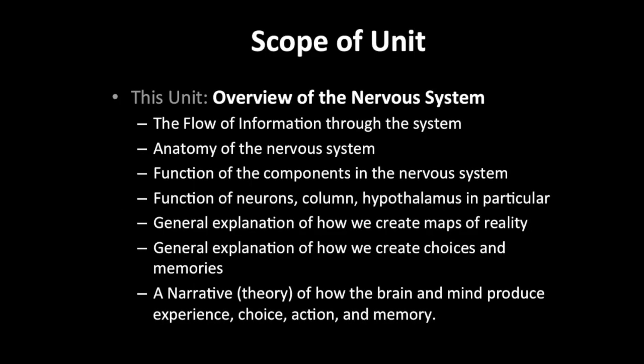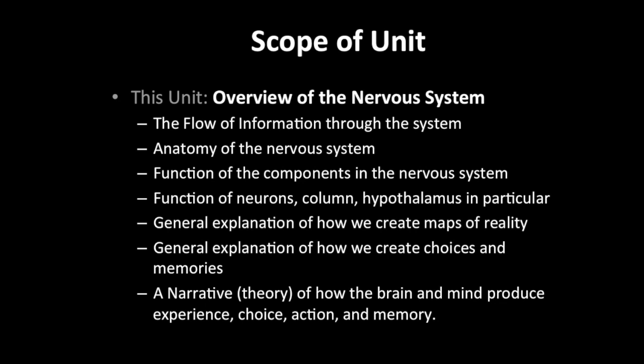All right, so the scope of this unit is an overview of the nervous system. Talk about the flow of information through it. We're going to cover some of the anatomy. We're going to cover only that anatomy necessary for describing this narrative we're putting together. We're going to talk about the functions of those components in the nervous system, but in particular, the functions of neurons, the columns, the hypothalamus.